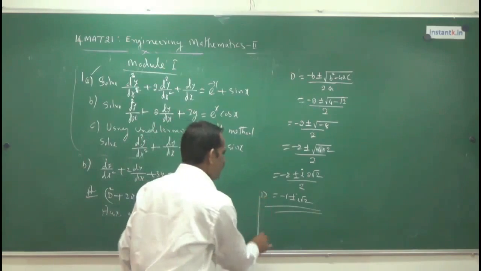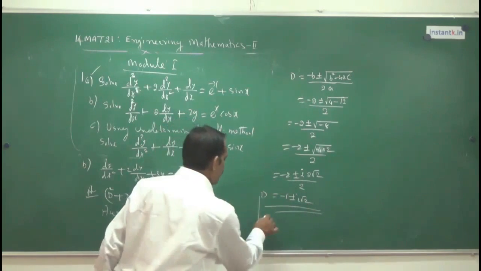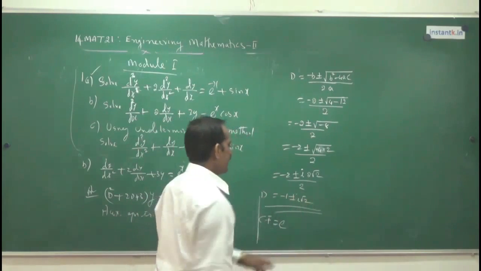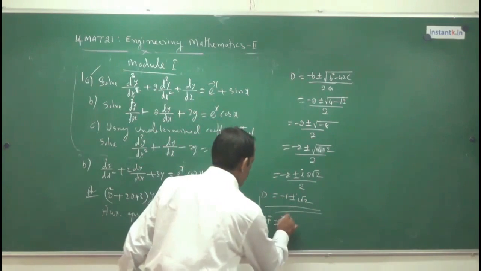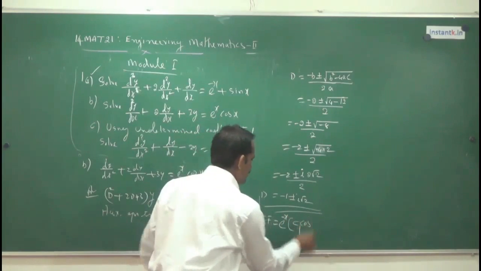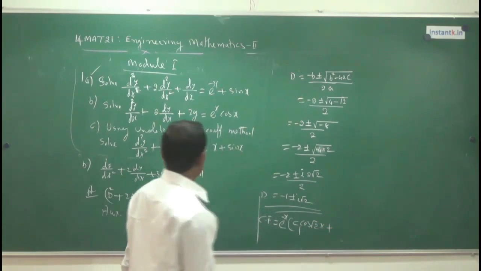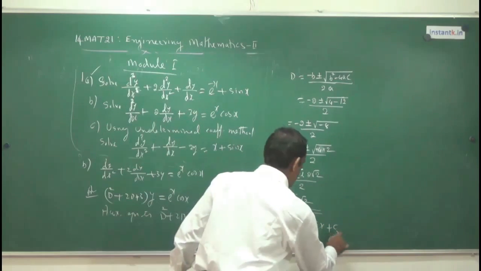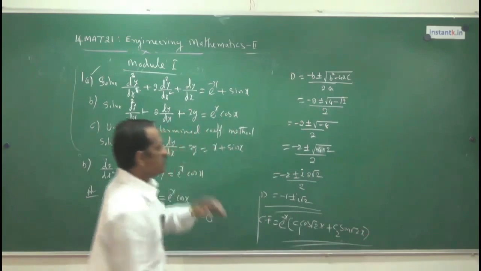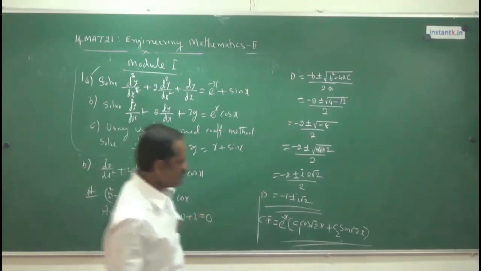If the roots are alpha plus or minus i beta, that means complex roots. What is the complementary function? Complementary function is e power alpha x. Alpha means minus 1, so e power minus x, then c1 into cos beta x, beta is root 2, plus c2 into sin beta x. This is the complementary function for this. So whatever the differential equation is given, you should know how to get it. Next, PI.